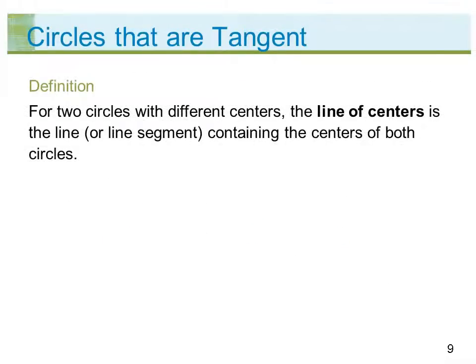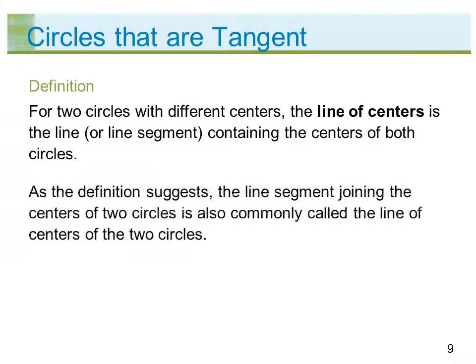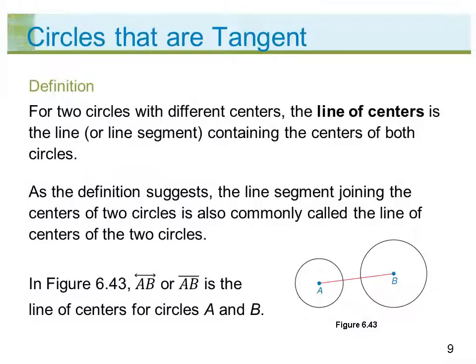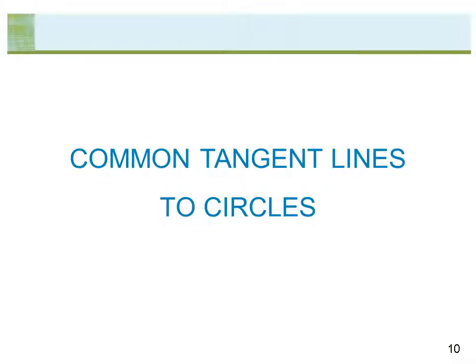Definition. For two circles with different centers, the line of centers is the line or line segment containing the centers of both circles. As the definition suggests, the line segment joining the centers of two circles is also commonly called the line of centers of the two circles. In Figure 6.43, line AB or segment AB is the line of centers for circles A and B.